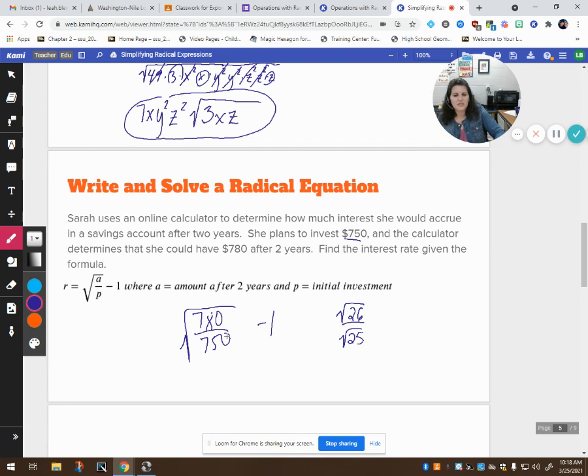So I'm just going to rewrite it as the square root of 26 divided by the square root of 25, because I know the square root of 25 is 5. So I've got the square root of 26 divided by 5 minus 1. We're trying to find the interest rate here. We can just type this in the calculator. Square root of 26 divided by 5 minus 1 gives me 0.0198.